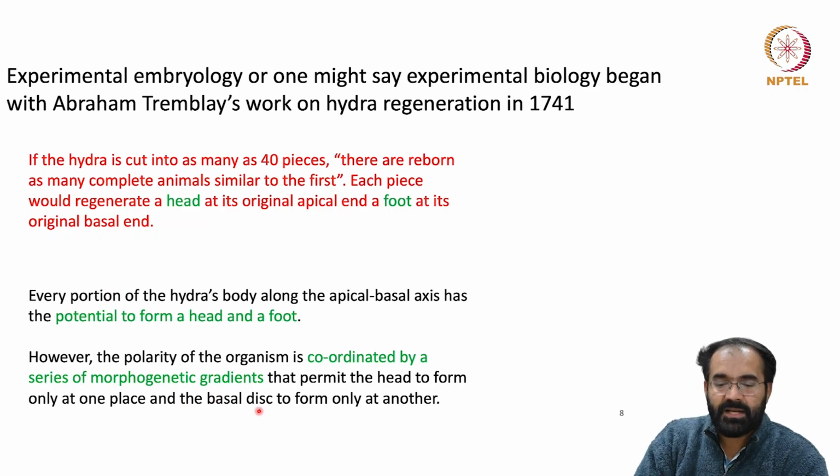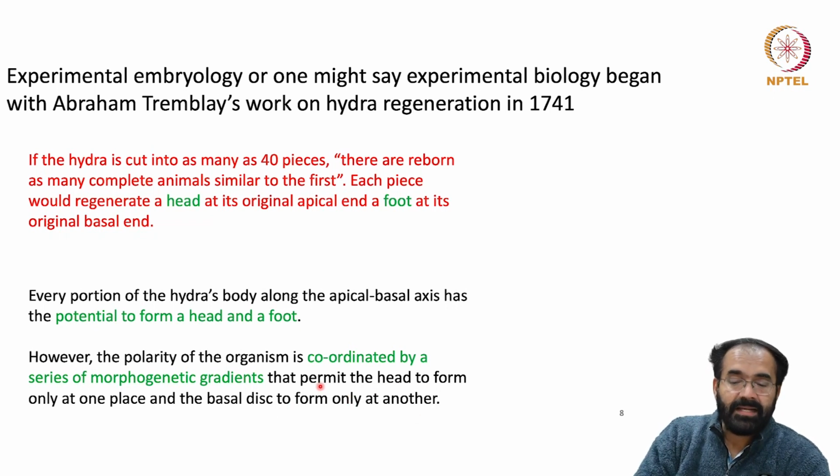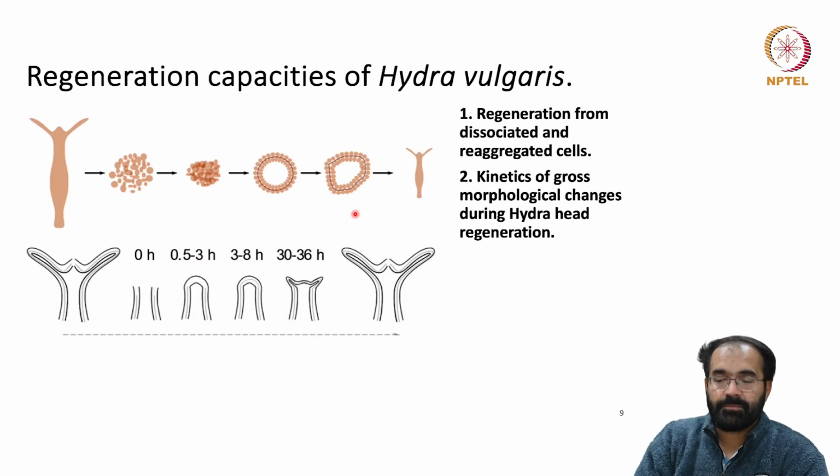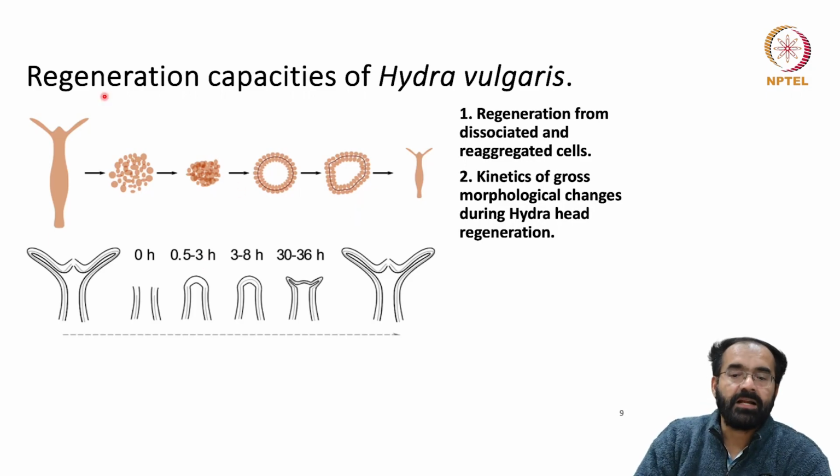One place of the basal disc, and it's also important to note that the head forms only one. In the head region, the same tip region, say anterior region, it won't produce two heads. It will produce only one head. Like you can see here, some experiments are done to demonstrate the regeneration capacities of Hydra vulgaris. Hydra vulgaris is a species that is used to study the regeneration capability.